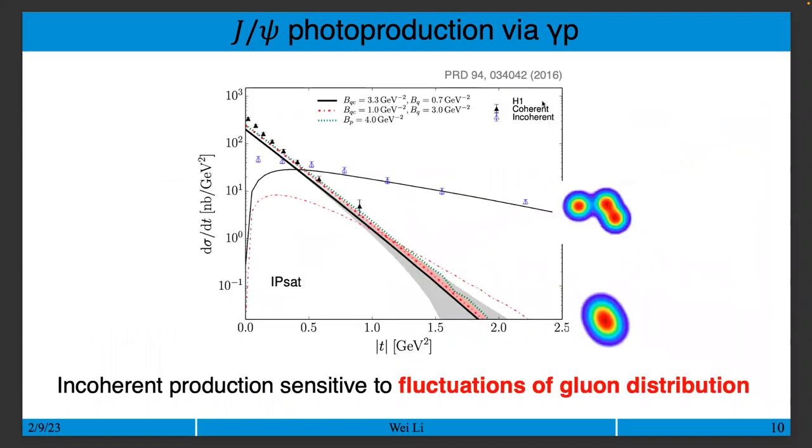Before I go to the nucleus, just one more thing to mention about the incoherent production. This is a paper from Bjoern and Heikki, where they show, looking at these blue points, the incoherent J/psi cross section as a function of t. They have shown that in the model, whether you assume a smooth shape of the proton or a fluctuating shape of the proton, you have some sensitivity in the incoherent production to the fluctuation of the gluon distribution. This doesn't prove that the eccentricity model has to be correct, but it does give some idea whether you model your fluctuations reasonably well or not.